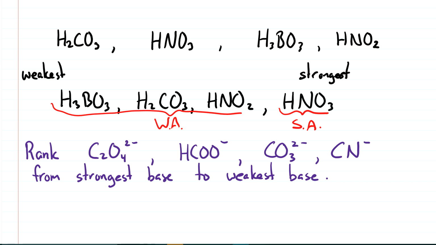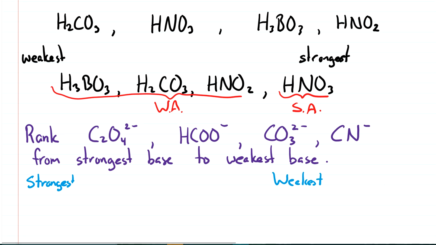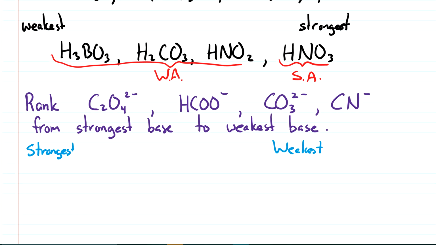Okay, so from the table, we know that the arrow points downwards. So if we're ranging from strongest, and we're going all the way to the weakest of the bases, then we have to start with the one that's lowest down on the base column side of the table. So the lowest one of these that's on the table would be the carbonate ion. So that's quite basic. The next one here would be the cyanide ion.